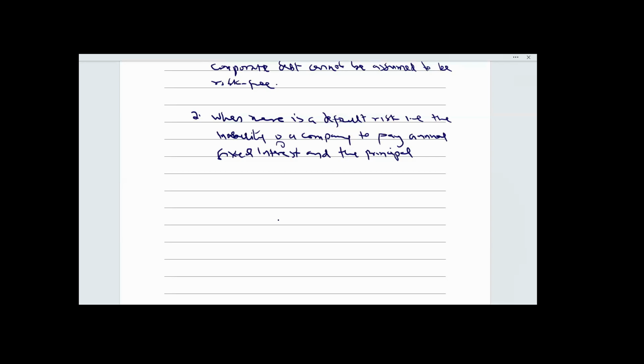But the bottom line is that when there's a default risk, even if the person pays at the end of the day, the person may not pay the full amount. So when this happens, we cannot say corporate debt is risk-free. Corporate debt cannot be said to be risk-free.